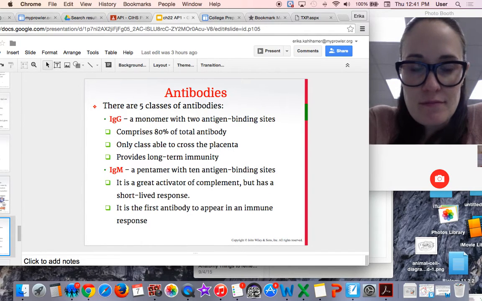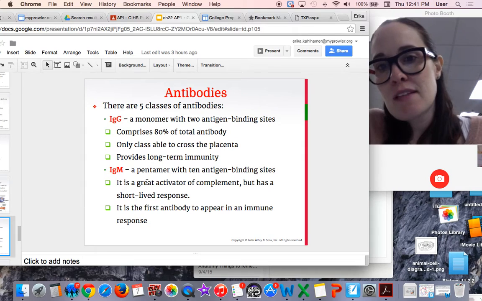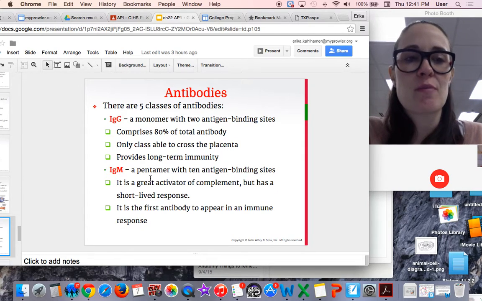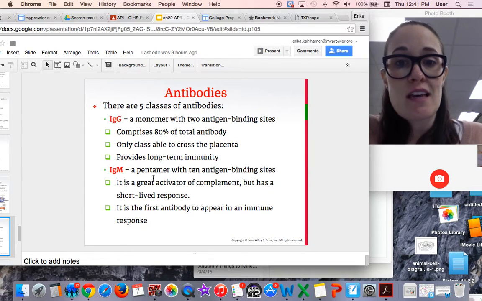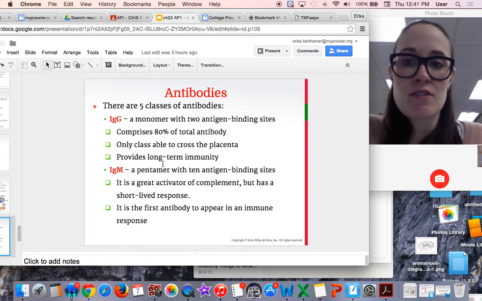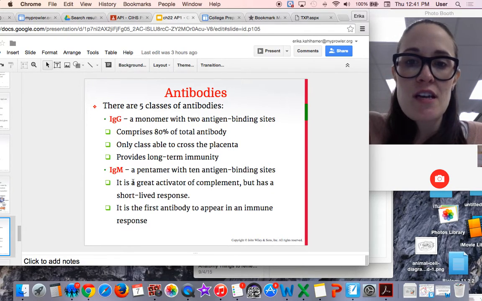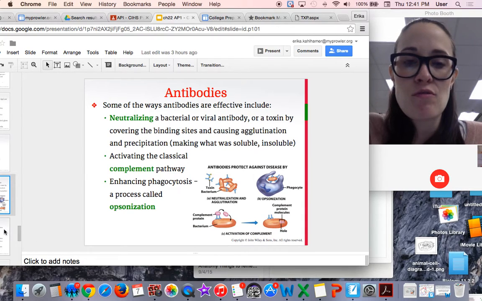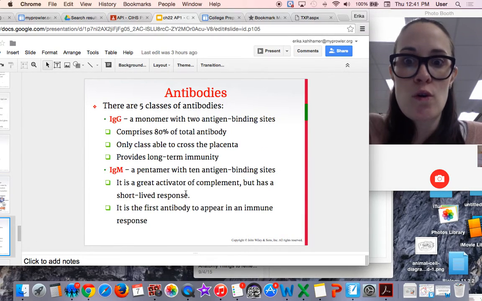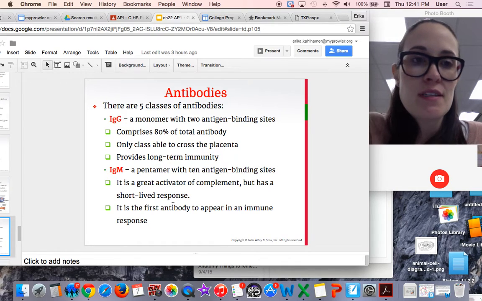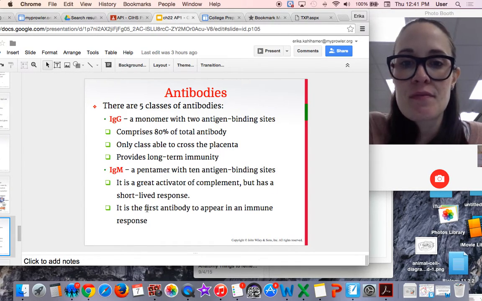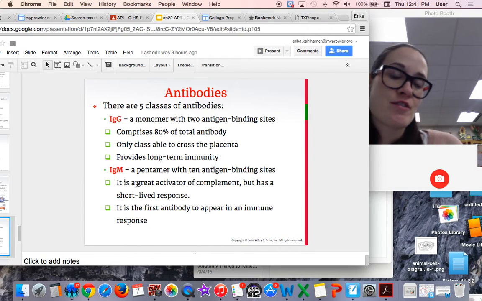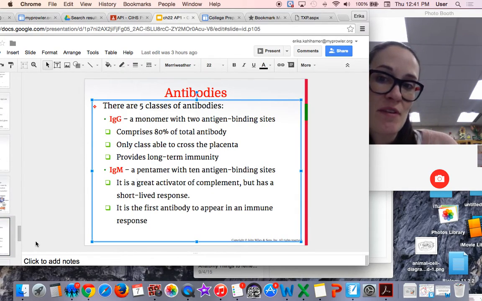IgM is your biggest. That's a pentamer. You'll see the image here, it'll make it more clear. It actually has 10 binding sites. The monomers only have 2. IgM is great at activating that complement system, the punching holes and that kind of thing. But it doesn't last as long. It's not as long-lived as IgG. But it's also the first to appear in an immune response, IgM.